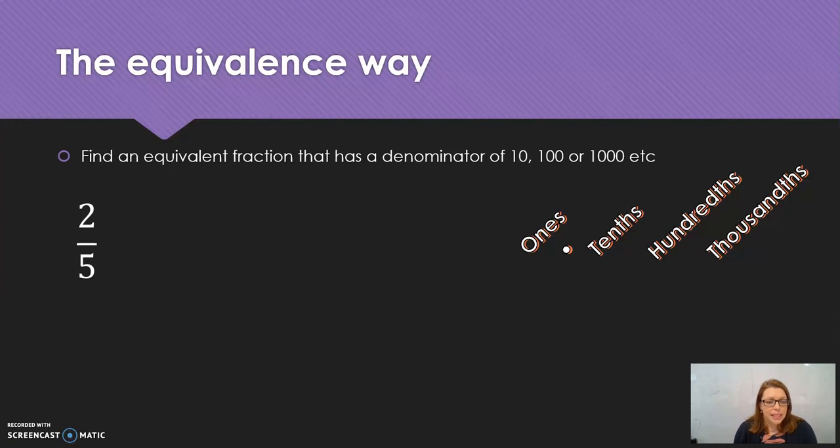Looking at this first example, we have 2/5. Fifths don't come up in terms of decimal place value, so we need to change that fraction so that it does have a denominator of 10 or 100 and so on. In this particular case, we can easily convert 2/5 into a fraction that has a denominator of 10, and we're going to do so by multiplying both the denominator and the numerator by 2.